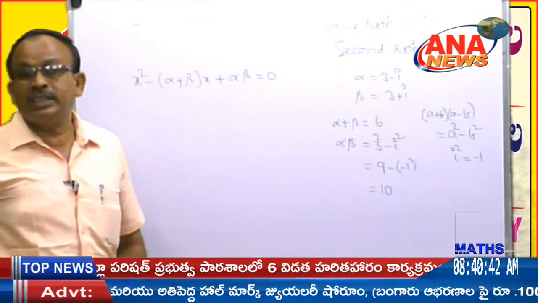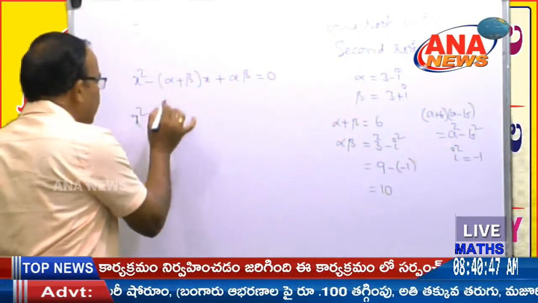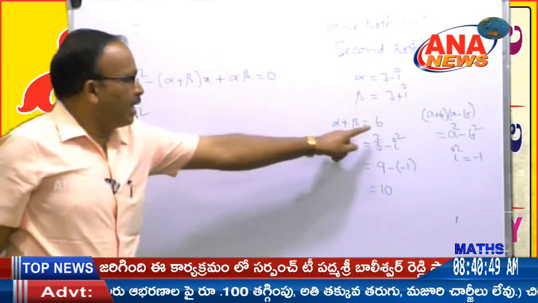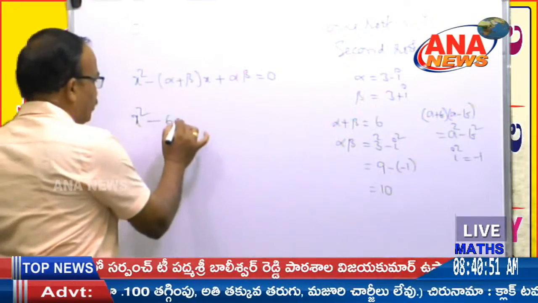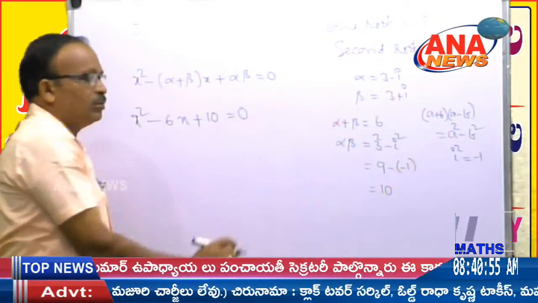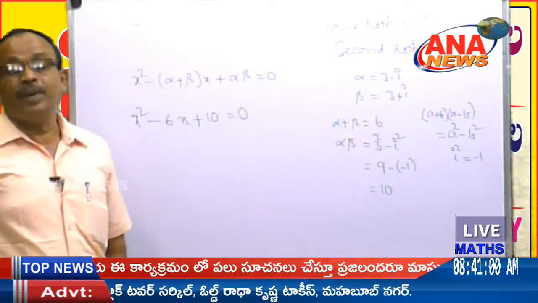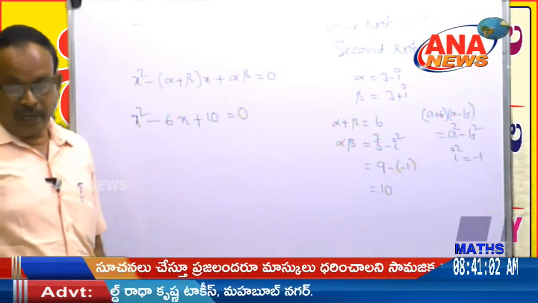Sum of roots is 6. So the equation is x square minus 6x plus 10 is equal to 0. This is the equation whose one root is 3 minus i. Okay, next.